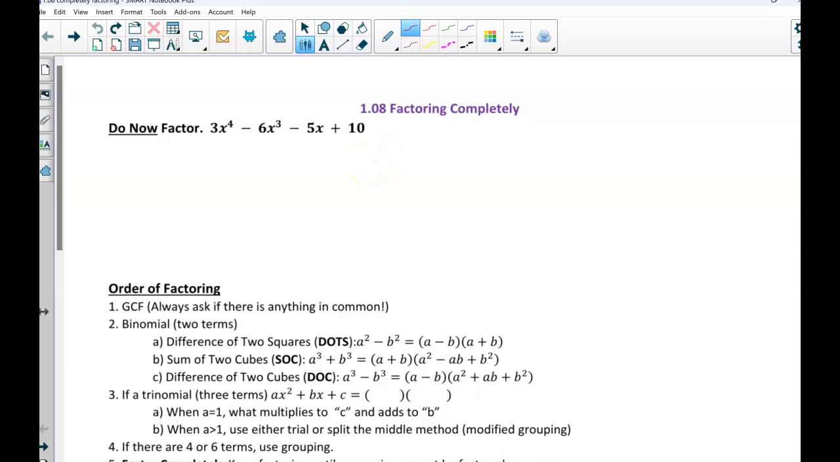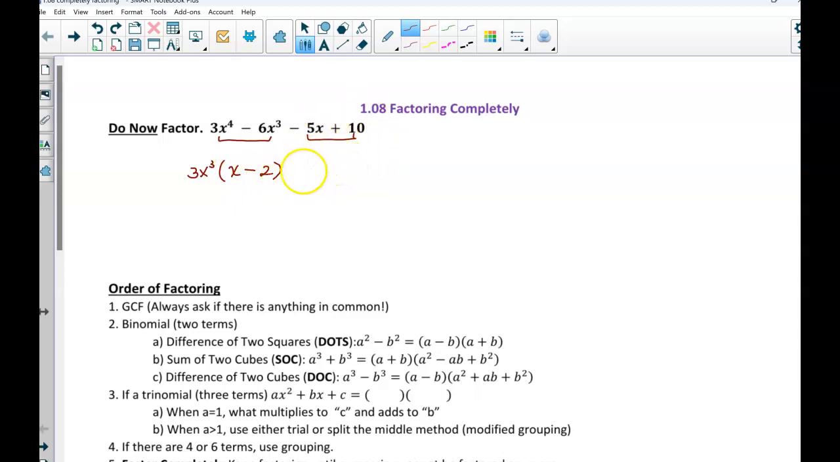The next thing I think about is I have four terms, so it's a good chance that I'm going to end up using grouping. So I look at the first two terms and the second two terms, and I notice that there's a common factor of 3x cubed. I'm going to factor that out. 3x to the 4 divided by 3x cubed is x, minus 6 divided by 3 is 2, and x cubed divided by x cubed is 1. So you're just left with x minus 2.